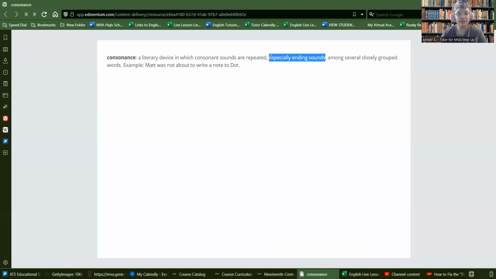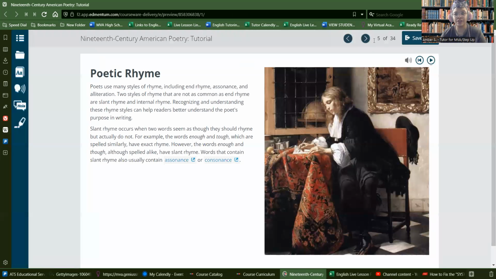If you're writing down this definition, you're going to want to put this section in a box or underline it or highlight it, especially ending sounds. And if you need to, add a note on the side that this is different from alliteration, which is consonant sounds repeating at the beginning of a word. It might help you so that you don't confuse the two, because they might give you a trick question that has alliteration listed as one of the choices.